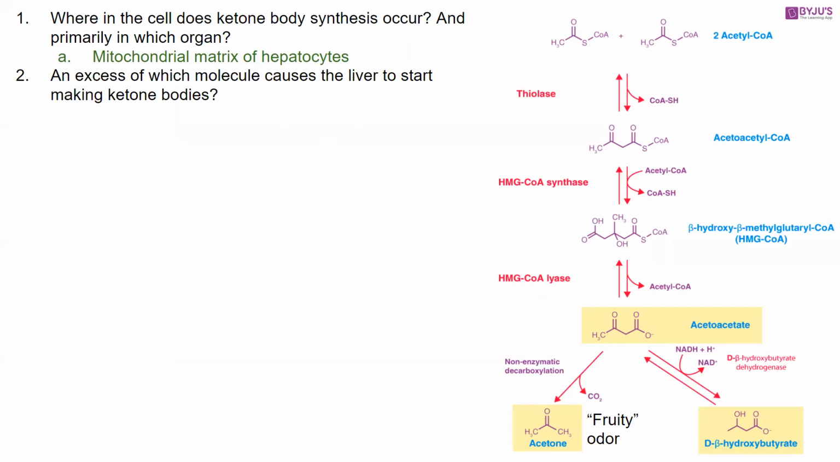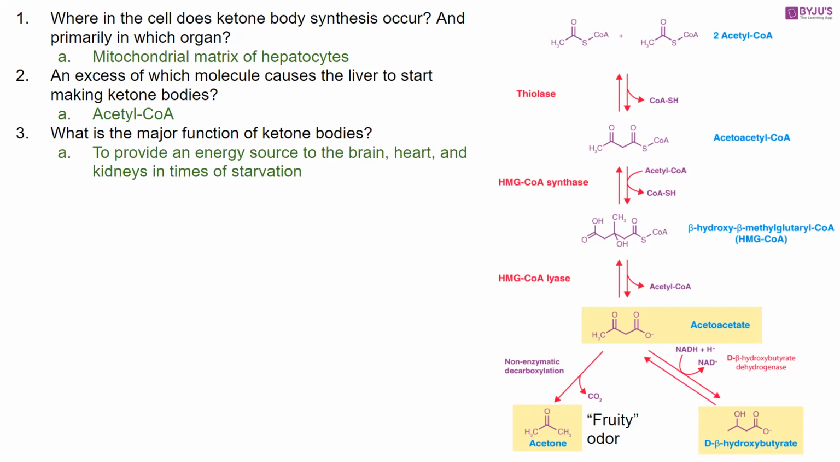I already gave this away. Acetyl-CoA. Very good. So what is the major function of these ketone bodies? What do they do? Good. Yeah, I heard energy. That's good. So what they are is a soluble energy source. They can be transported to the brain, heart, and kidneys. Those are the 3 main organs that will use them when you're starving.